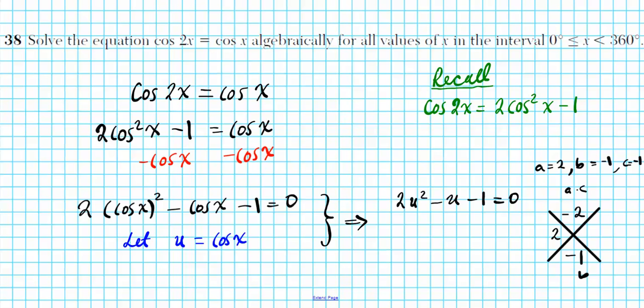So let's switch my colors here. I'm going to do 2 and 1. Well, in order for the sum to be negative, I have to negate the bigger of the 2. Just check it. -2 plus 1 is -1. -2 times 1 is -2. Perfect. So I'm going to replace the middle term with this 2. I have to factor by grouping here. Why do I have to factor by grouping?